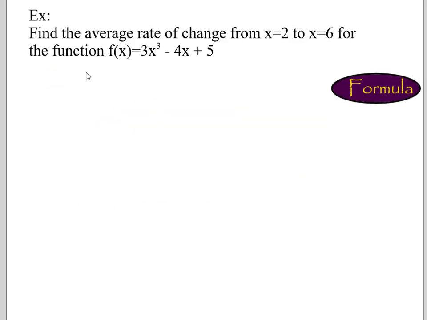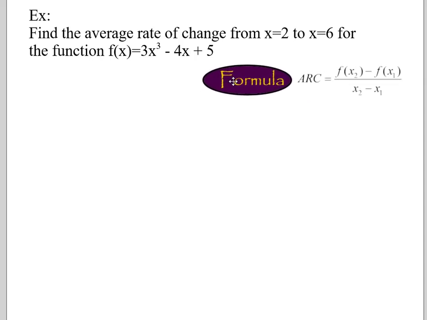So quick refresher, find the average rate of change from x equals 2 to x equals 6 for the function f of x. And it's a cubic in this case, and that's what's different from when we originally did this, as we now have some higher powers. So we're just going to see how cubics and quartics behave in this particular situation. So you remember that our ARC is just a slope formula.